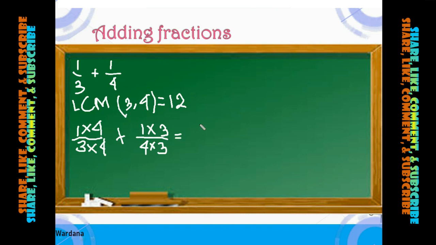The question will be 4 per 12 plus 3 per 12. You have two like fraction now. And it will be so easy to adding them. And the answer is 7 per 12.